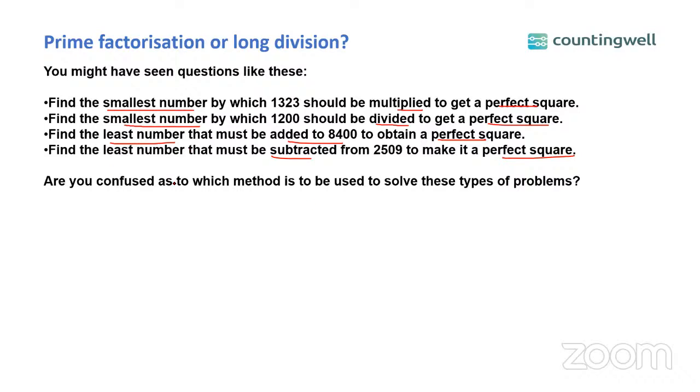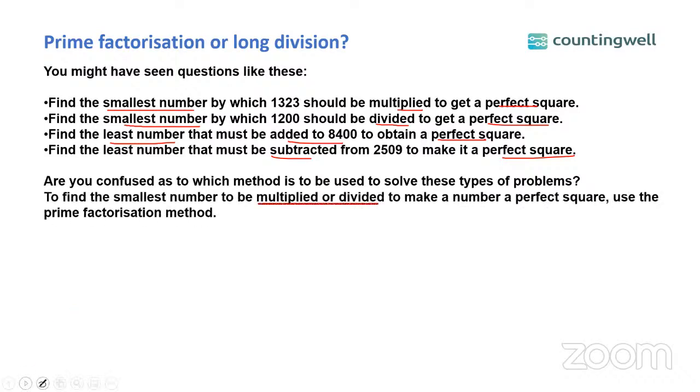If you have any confusion on which method to use to solve these problems, then note that for the smallest number to be multiplied or divided, always use the prime factorization method. Here you are writing the number as a product of prime factors. That's why here you can find the number which should be multiplied or divided.